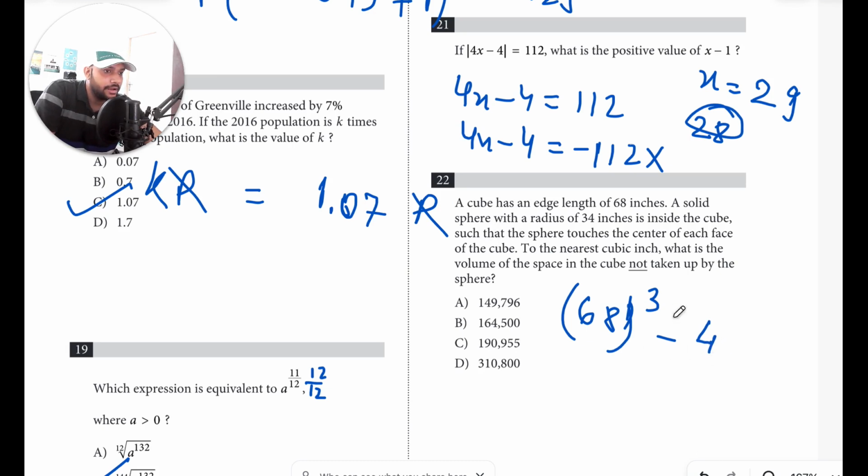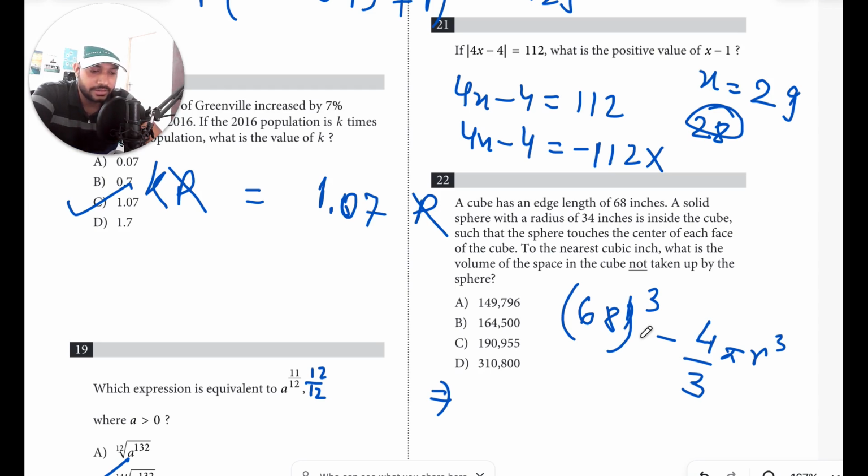4 by 3 pi r cubed. R is 34. This time we will need the calculator. Let's try to find that. I'm using the calculator in my hands, so I cannot record that exactly, but I can definitely solve it here.